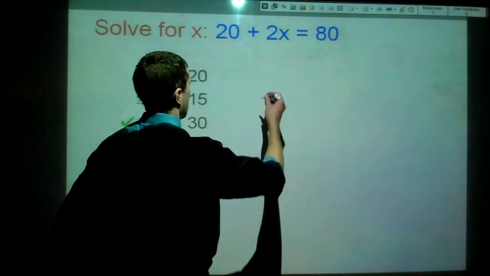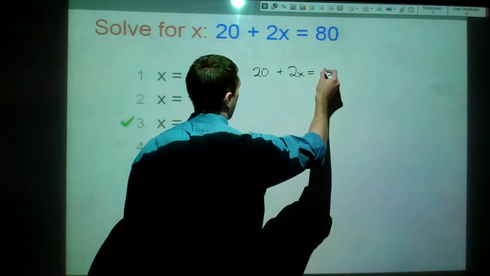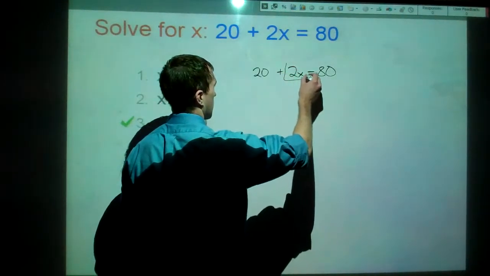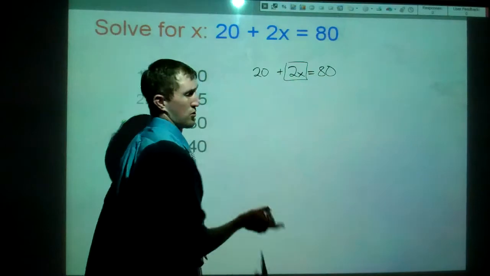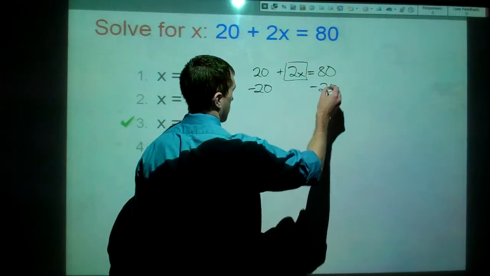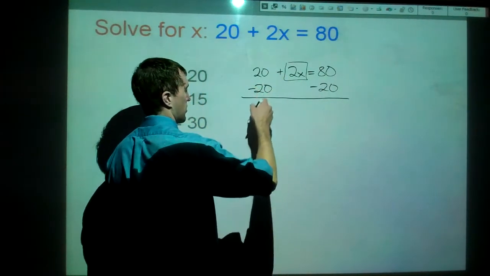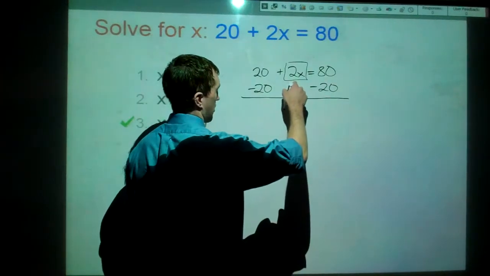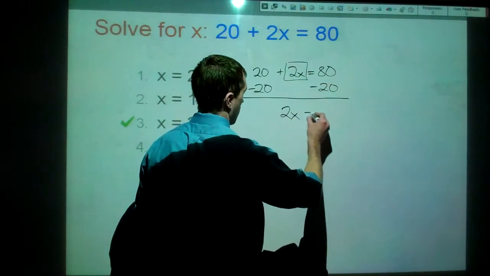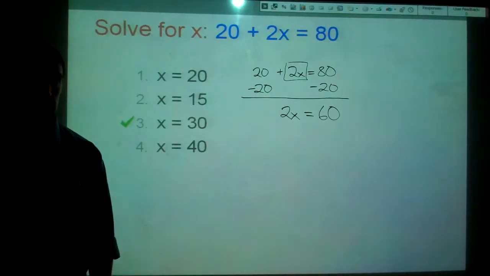One of your options here, 20 plus 2x equals 80. Now I look at what's happening to this 2x here. We're adding 20 to it, so I'm going to do the opposite or the inverse. Subtract 20 from both sides. This will cancel out. 20 minus 20 is 0, so I'm not going to put anything there. I'm going to drop down my 2x, and that happens to be positive. 80 minus 20, that is 60. And there we go. 2x is equal to 60.